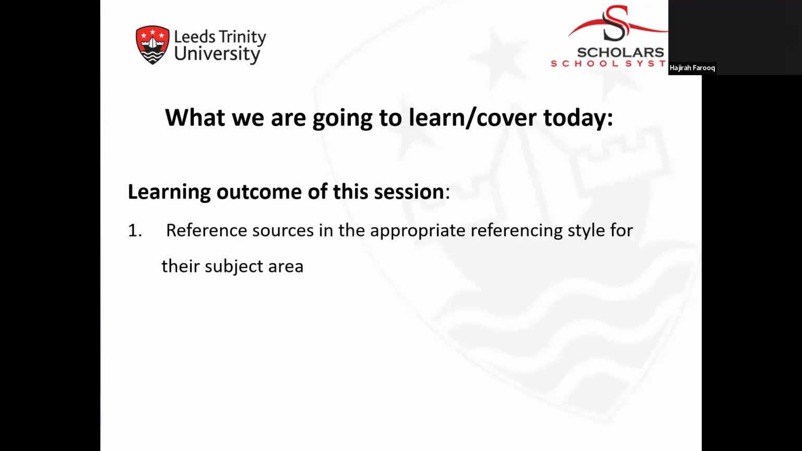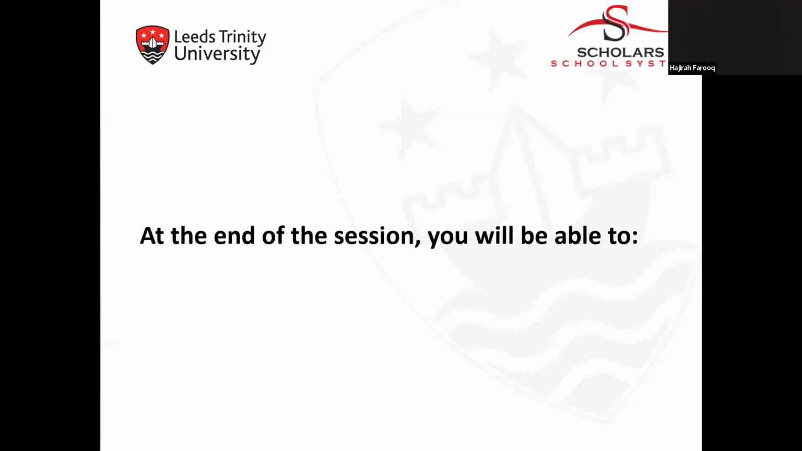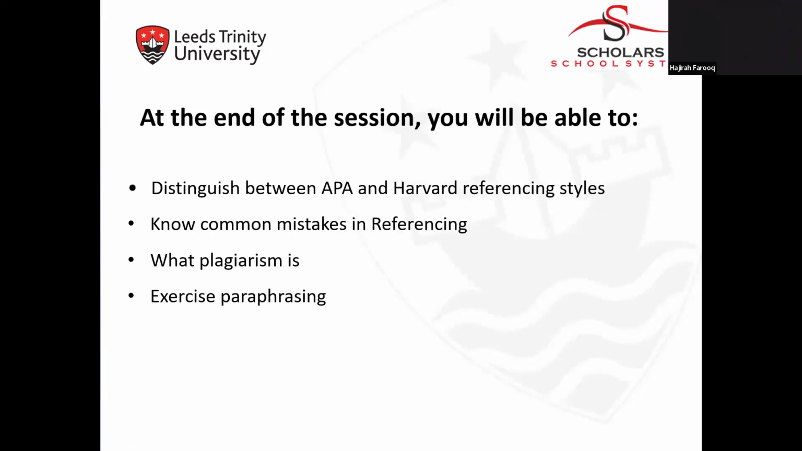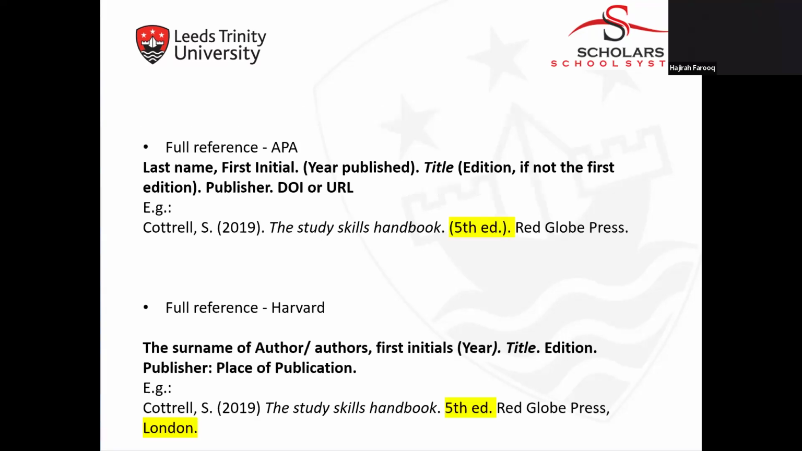So let's start. We started off the week 4 lecture by discussing the learning outcomes of the session, which was to reference sources in an appropriate referencing style for the subject area. By the end of the session, the students were able to distinguish between APA and Harvard style referencing, to know the common mistakes in referencing, to understand what is plagiarism, and to exercise some paraphrasing.